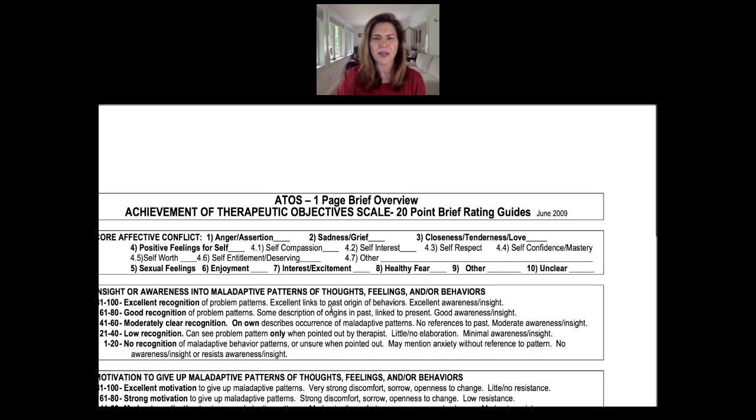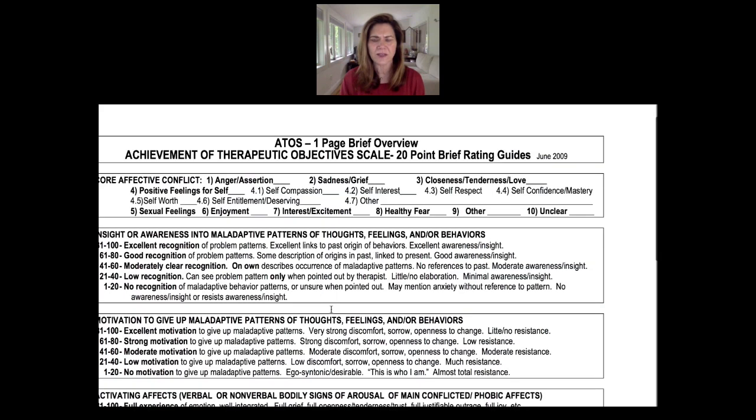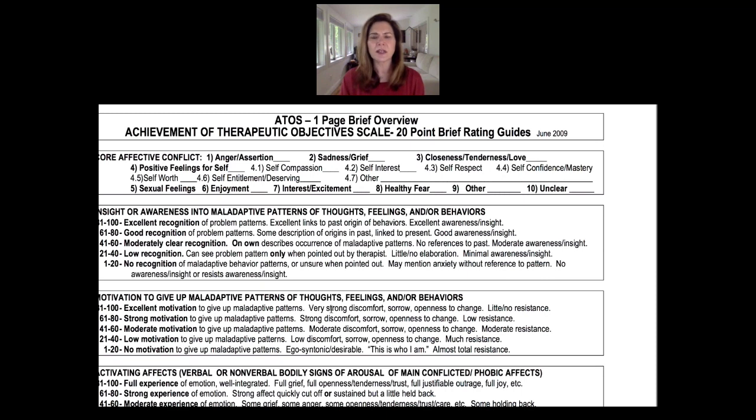And with the ATOS scale, if you are video recording your sessions, basically you want to be wondering inside yourself, like, what affect is my client running away from? Are they running away from anger, assertion, sadness, grief, closeness, tenderness, positive feelings of the self, sexual feelings, enjoyment, interest, excitement, healthy fear? The list goes on. There are a lot of different affects that are out there, and people will have avoidant reactions toward an affect that they don't feel comfortable with.